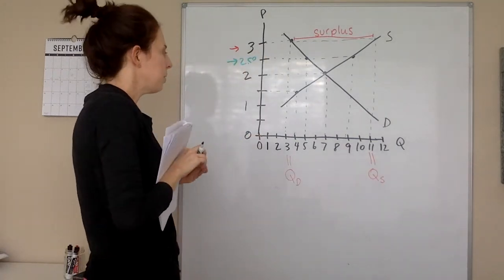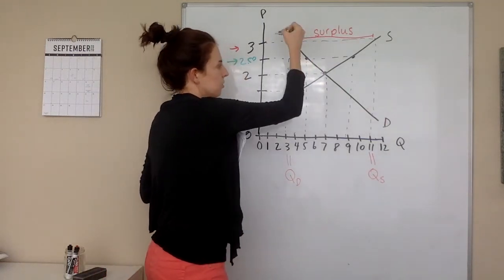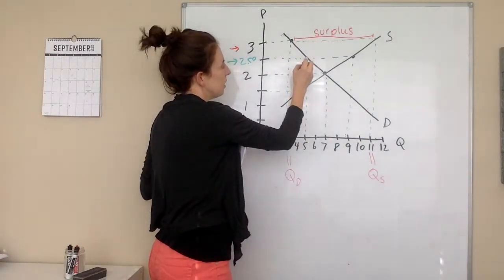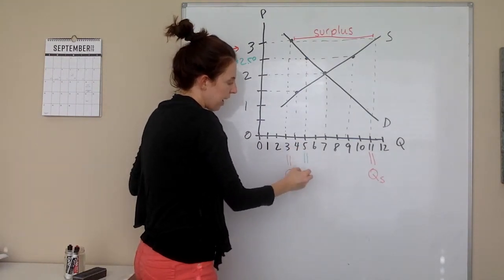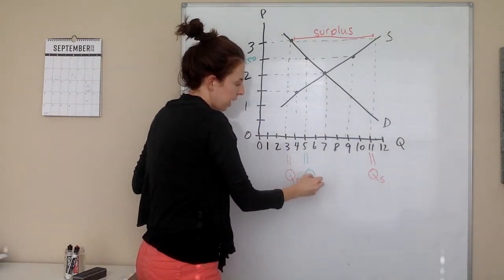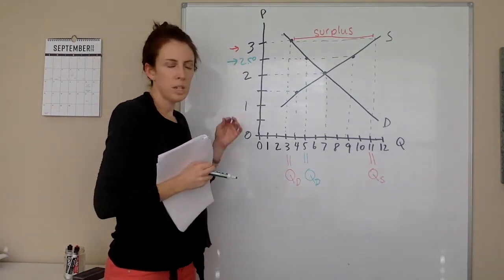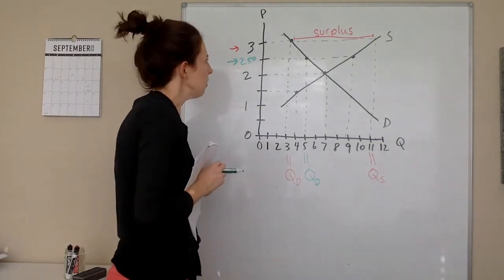Okay, think about what would happen here. At a price of $2.50, how many units would the demanders demand? Well, at a price of $2.50, that corresponds to 5. So there would be 5 ice cream cones that people will be willing and able to buy. So again, intuition, this should make sense. The price is lower, now more people want to buy it.